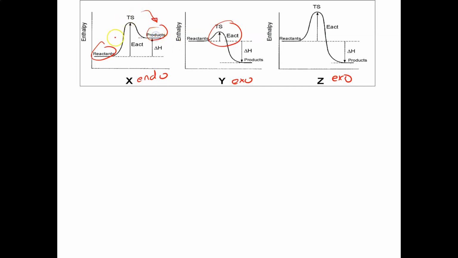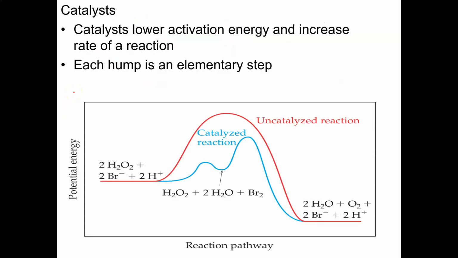How do I know it? Look at the hill. Look how short this hill is compared to all these other mountainous journeys. This hill is actually shorter than the reactants to product. It actually takes less energy to go from products to reactants than it is to go from reactants to products, which is kind of funny. So catalysts lower the activation energy and increase the rate of reaction.